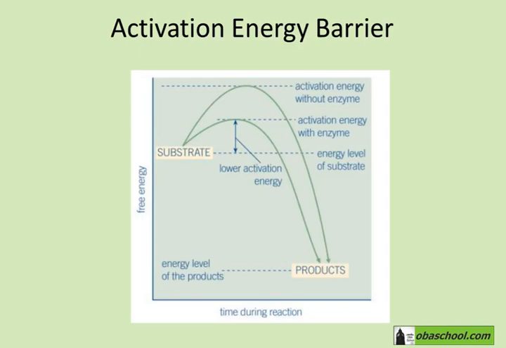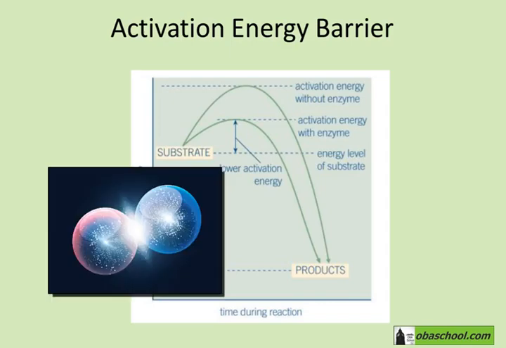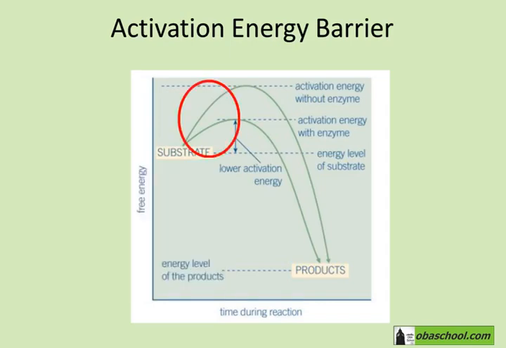So this is the graph showing the free energy as a function of time. This is the beginning of the reaction, we have the substrate, and this is the end of the reaction, we have the products. The substrate is higher in energy than the products are, so this is one condition that is met. The substrates are colliding with each other, but there is an activation energy barrier. They need to have high enough energy in collision in order to cross this barrier and have the reaction start.